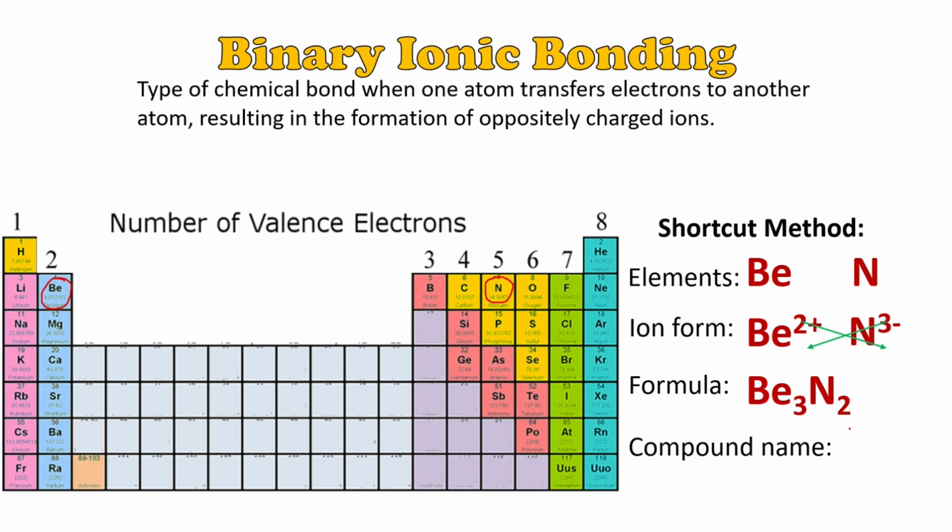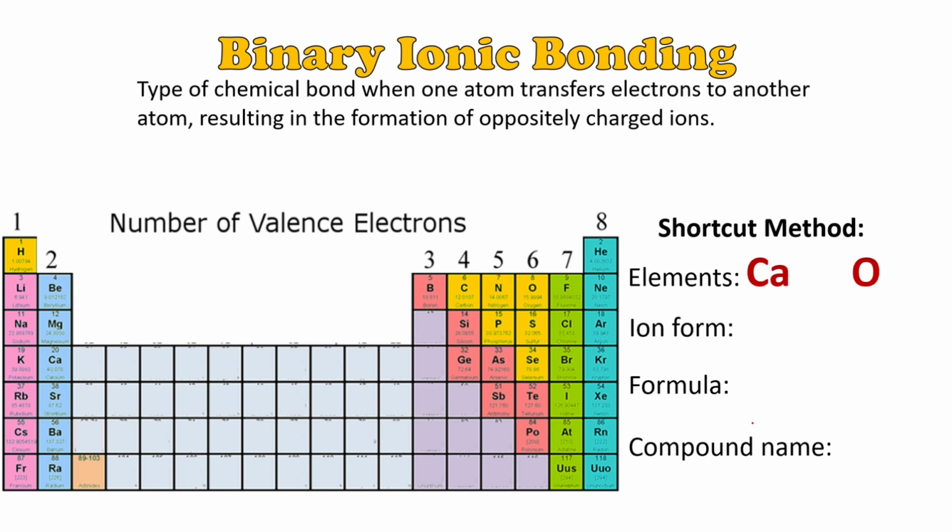And the compound name is just the name of the cation and the name of the anion. Whatever the name of the cation is, that's the first word, and the second word is the name of your anion. So this is beryllium ion, so it's just beryllium. This is nitride since it's a nonmetal. So all in all, the compound name is beryllium nitride, and that's it.